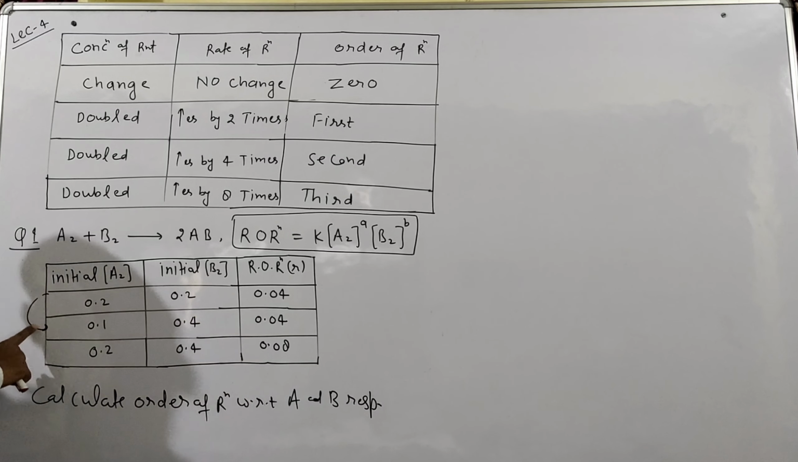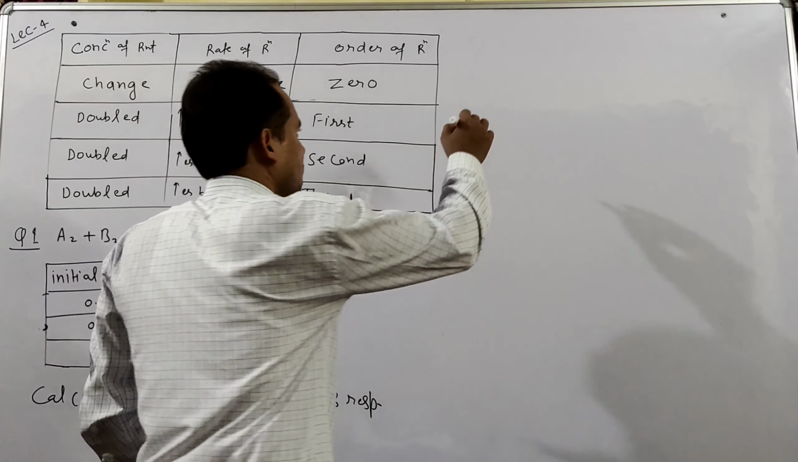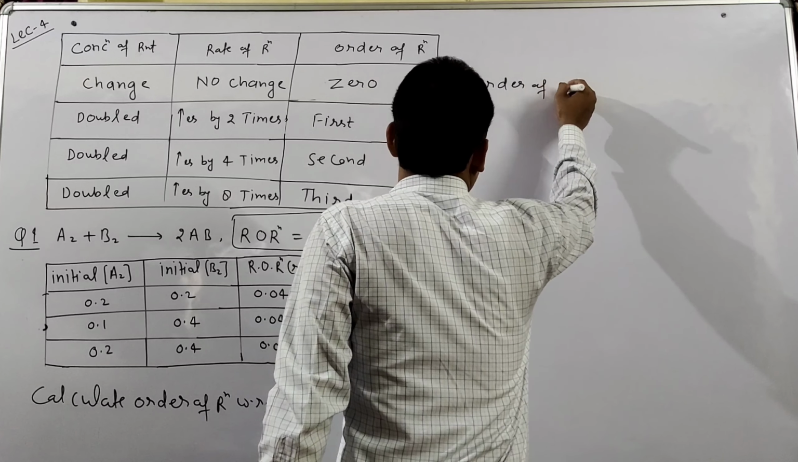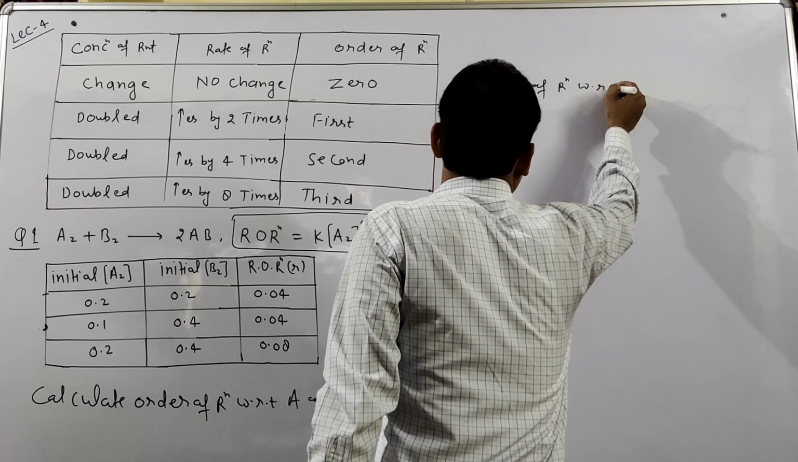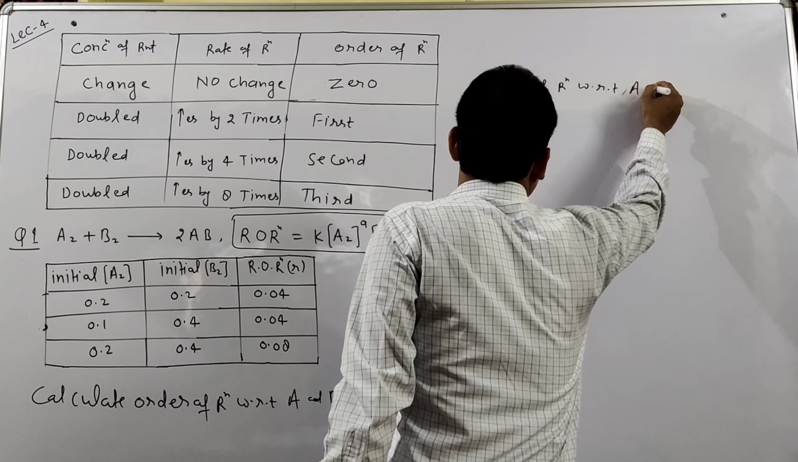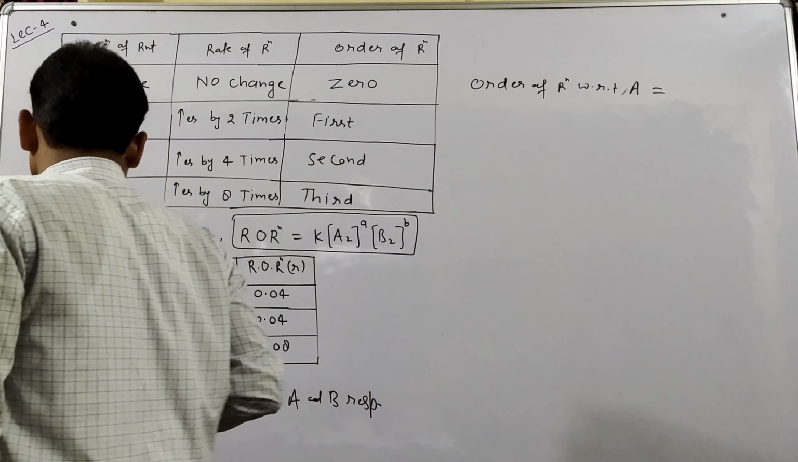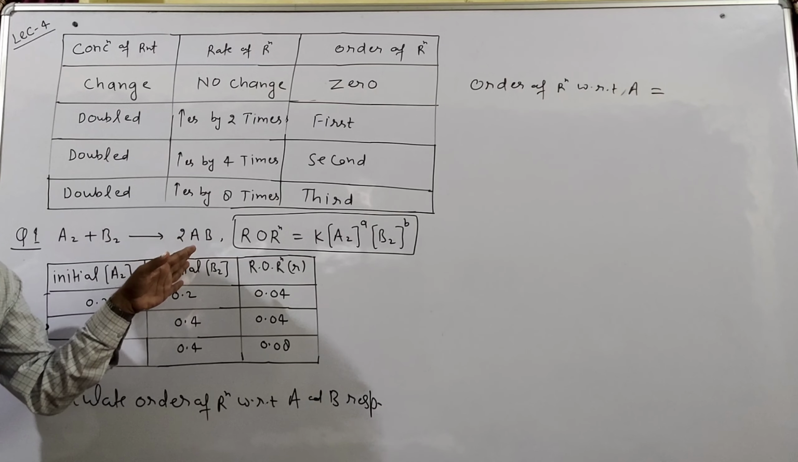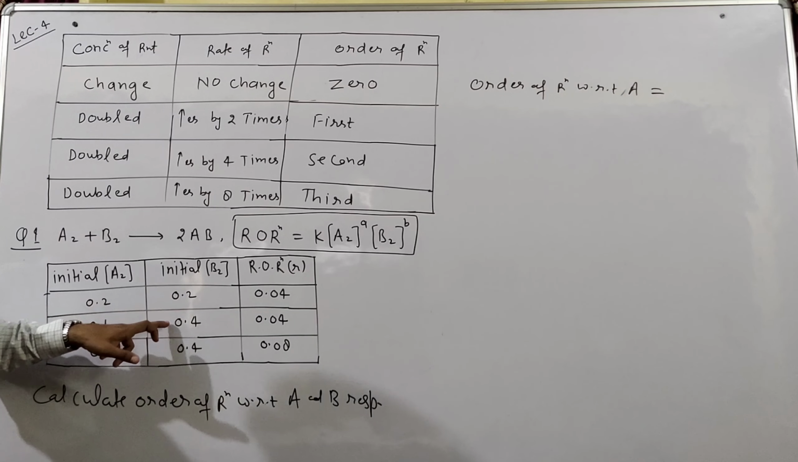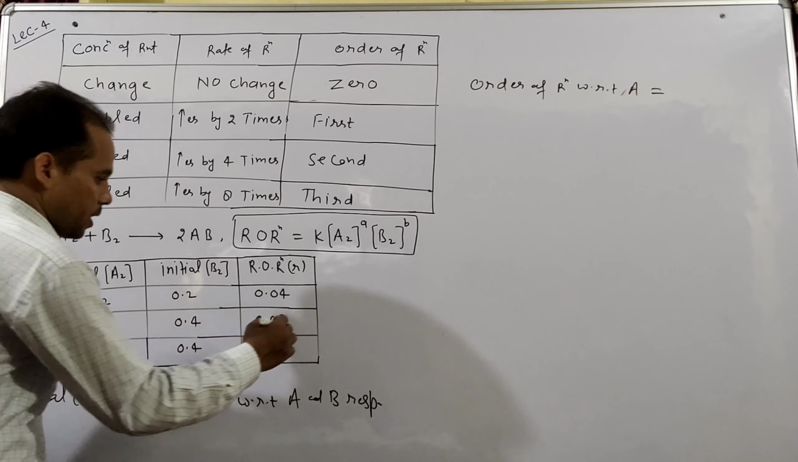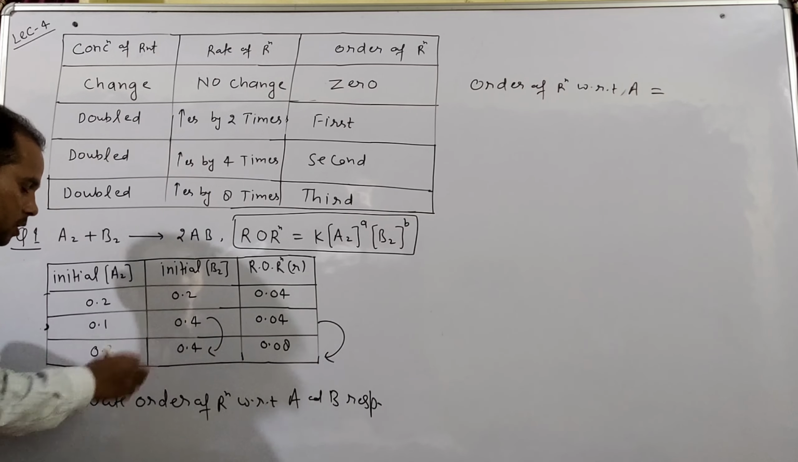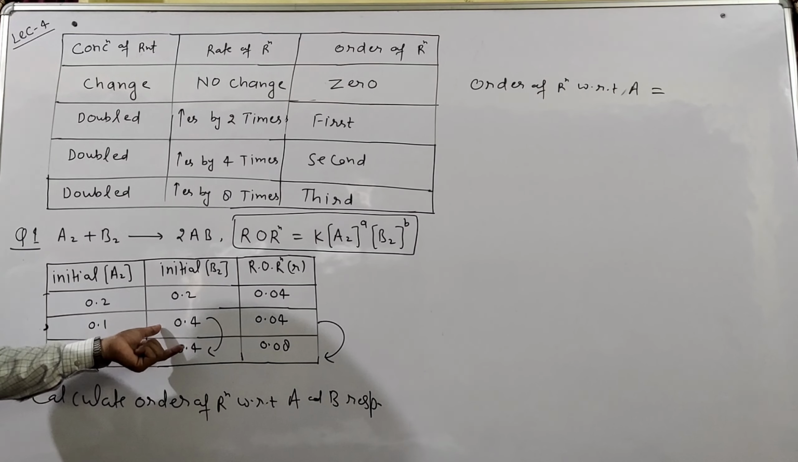So suppose that we want to calculate the order of reaction with respect to A. So how can we calculate with respect to A? It means the concentration of the other reactants should be constant. So this is not constant, these are two constants. So we are comparing here. Okay, we compare this and this. This is the constant, no problem.